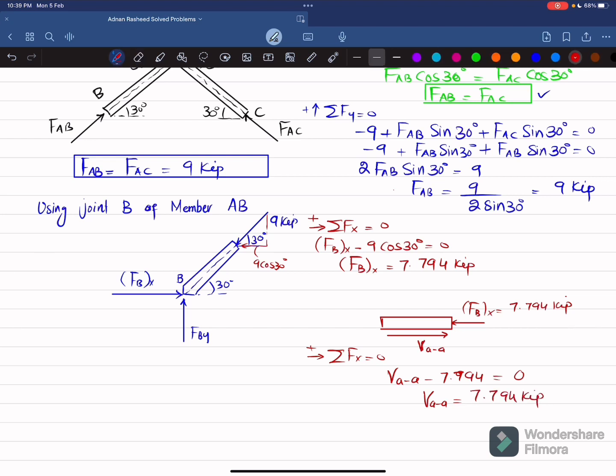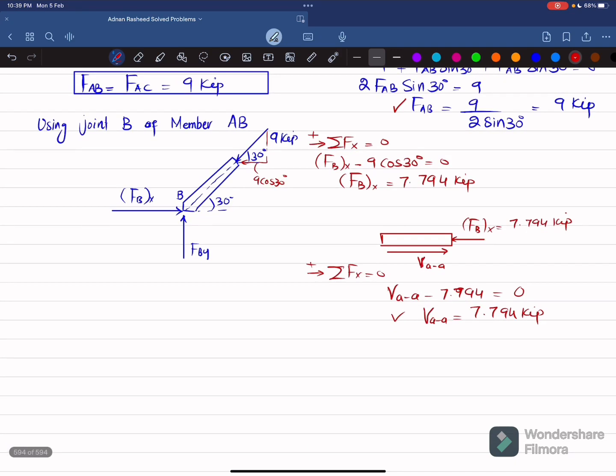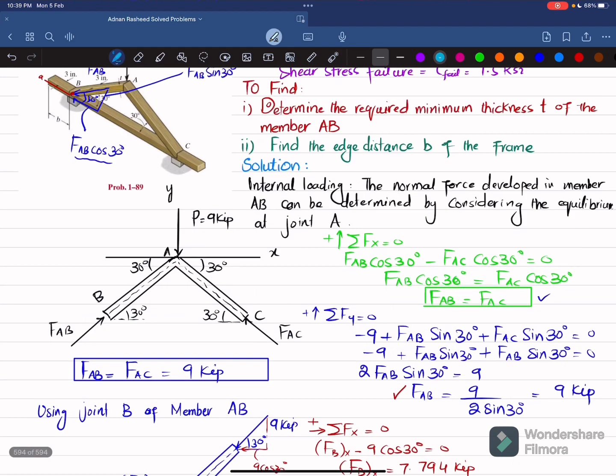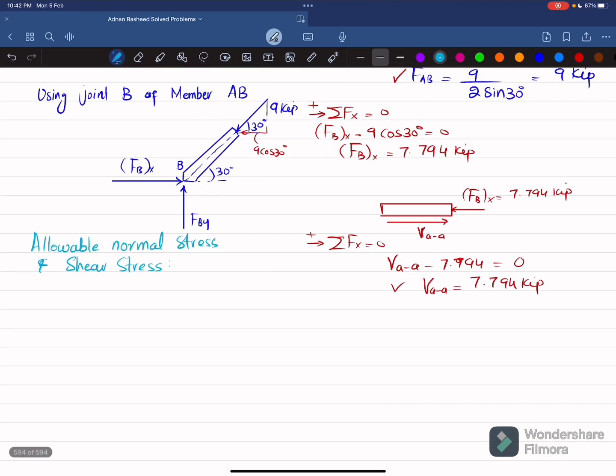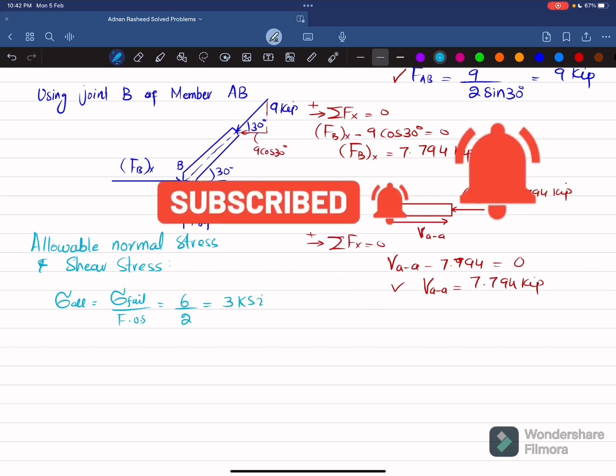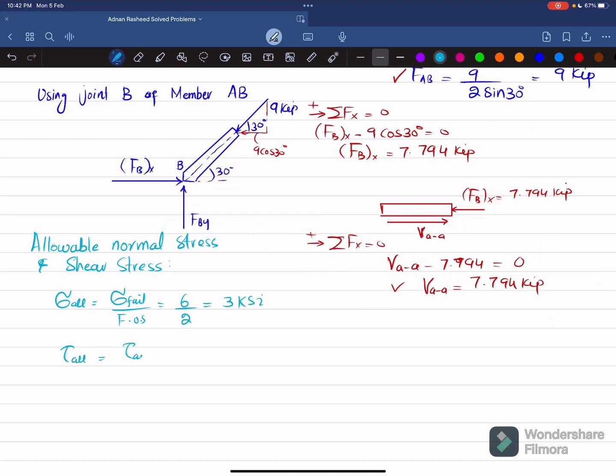Now you have both the normal force in member AB and the shear force. So what we are going to do is find the allowable normal stress and shear stress. How will we find that? We have been given the normal failure stress and shear failure stress. We also know the factor of safety. So using these values, we will first calculate the allowable stresses. Allowable normal stress is equal to failure stress divided by factor of safety. Clear? So failure stress is 6 and factor of safety is 2, so allowable normal stress is 3 ksi. And similarly, allowable shear stress is equal to failing shear stress divided by factor of safety. So failing shearing stress is 1.5, divided by 2 is 0.75 ksi.